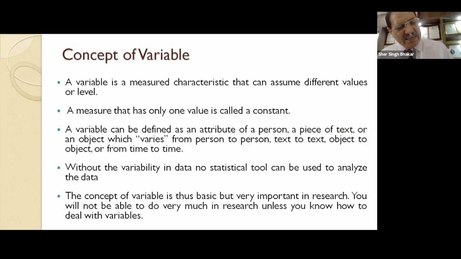Right. So when we say variables in this study, these are different characteristics of the population that we are using, or different characteristics of the organizations that we use, or different characteristics of the products or other things that we use in our research. Right? So this is what a variable is. A measure that can have only one value is called a constant, that we know. A variable can be defined as an attribute of a person, etc.